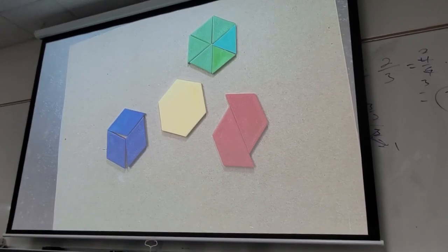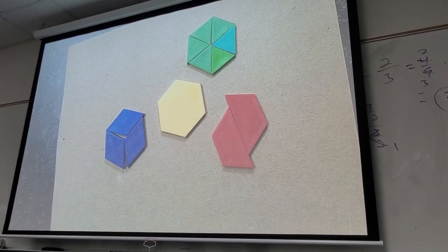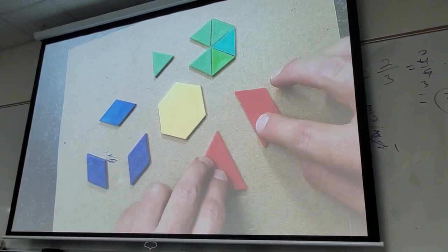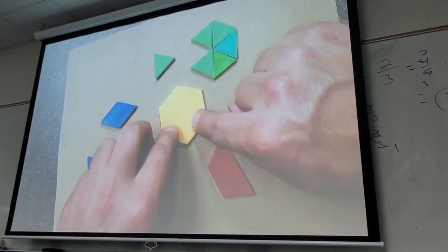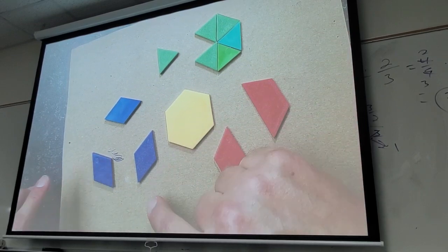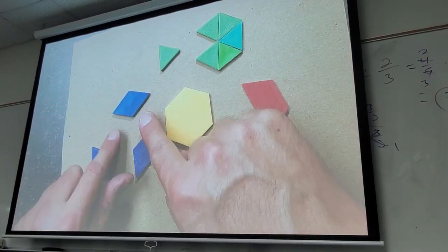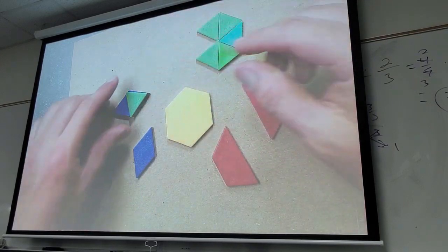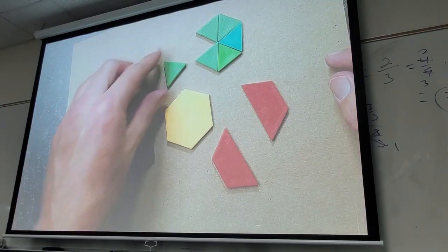And so let's identify the parts again. Green is 1/6, blue is 1/3, red is 1/2. Of course, this dude is 1. So if I take 1/2 of 1/3, sure enough, I get 1/6, right? Is that cool?